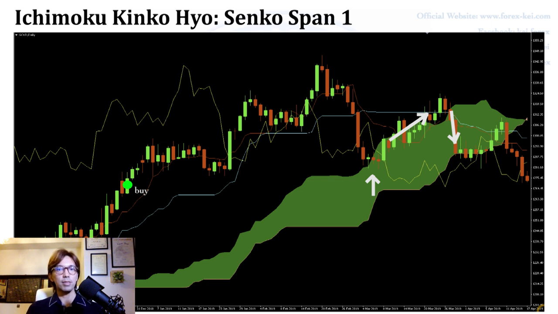In this case, the price looks to be supported by Senko Span 2 and went upwards, but eventually it broke downwards, right? So if I were having a buy position here, I would just close it as soon as I see the closing candlestick breaking Senko Span 2 downwards right here. So Senko Span 1 gives you the information that the price might go up and down towards Senko Span 2, and therefore warns you as a danger zone, so to speak.